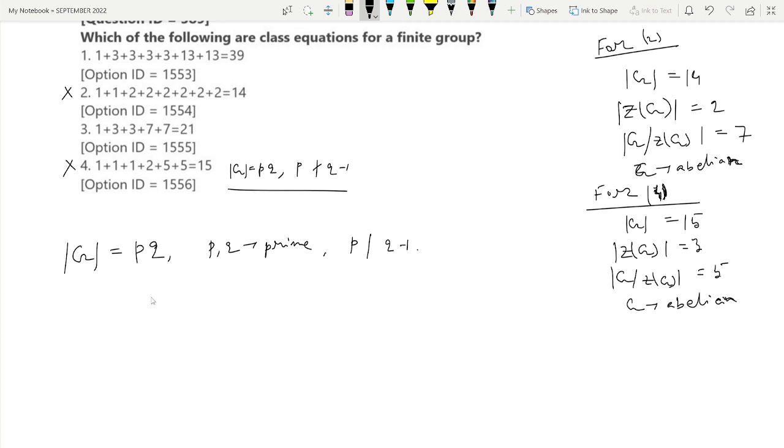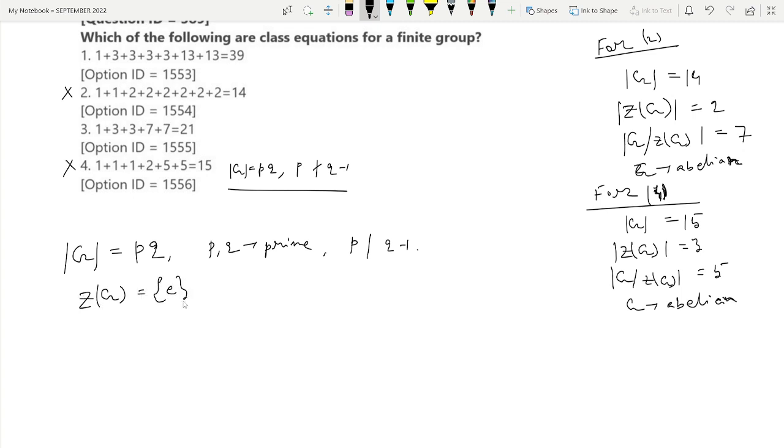Now we can find the class equation of this type of groups. That will not be very difficult to find. Here we just give a rough sketch of how to find the class equation of a group of this type, and ultimately we write the classification of this type of groups and then examine whether option 1 and option 3 are correct or not.